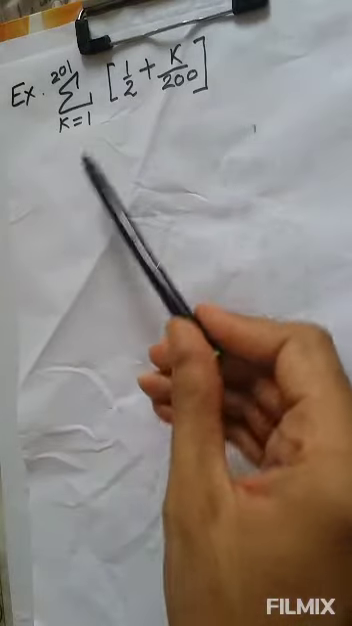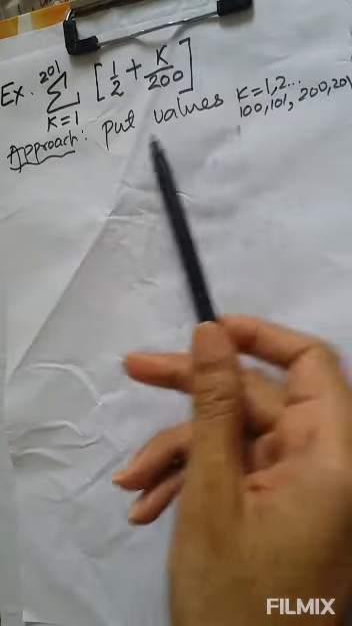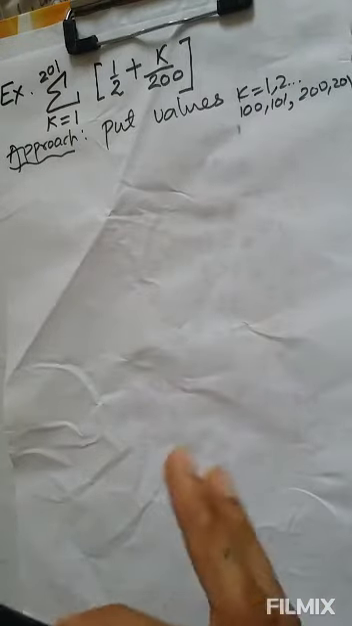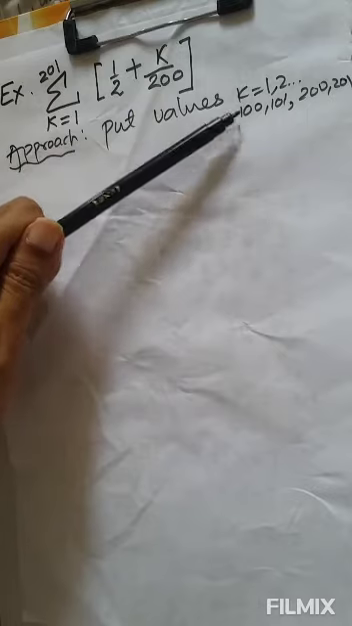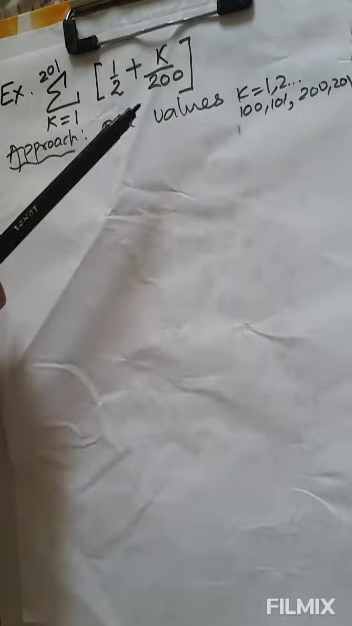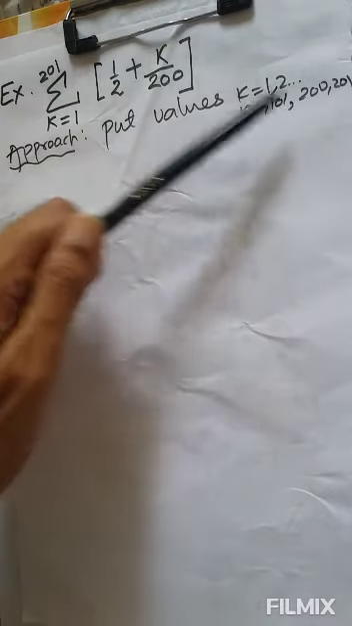An example: the sum for k equals 1 to 201 of greatest integer of half plus k by 200. How we will attempt this? Let's see. The approach, if you think, is to just try to put some values 1, 2, 3 and see what you are getting, and then you see that this becomes half when k is 100. So put 100, 99, 101, around that, what value of greatest integer we are getting, that also we have to check. And then finally the last values 200, 201, what we are getting.